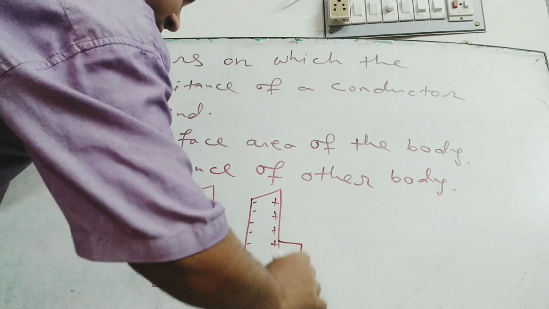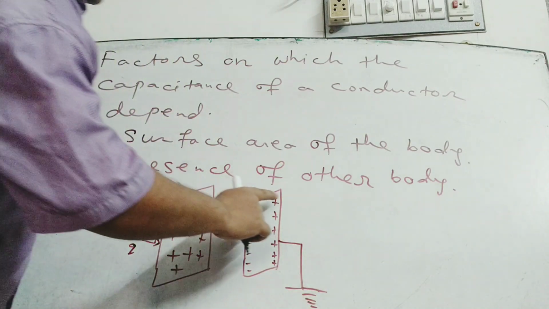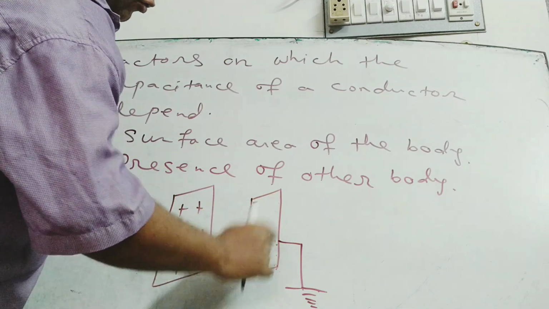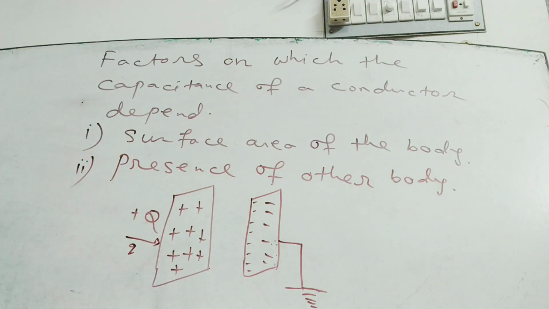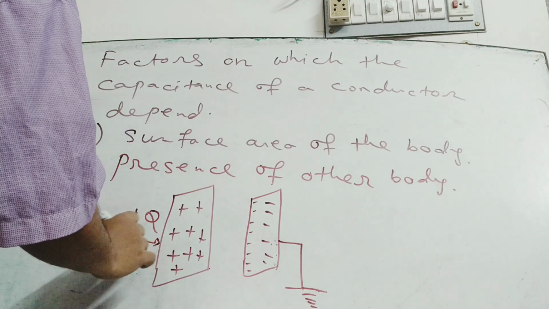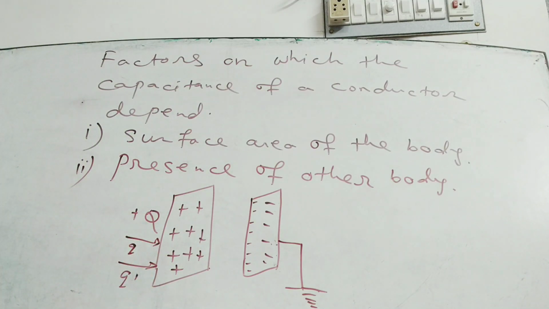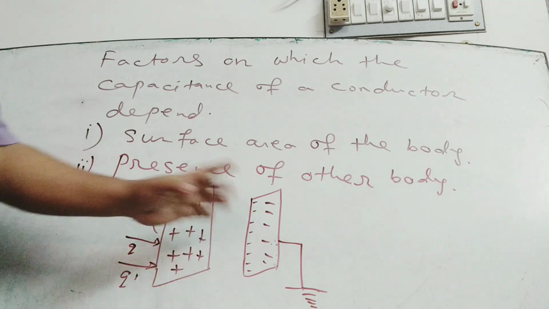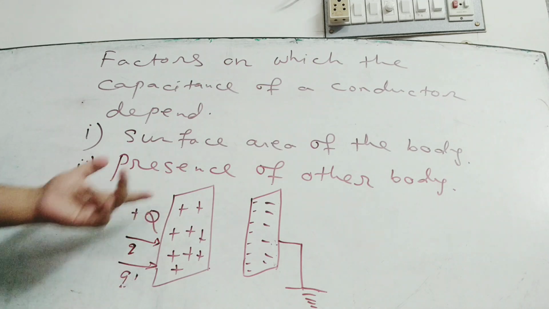If we earth the insulated body, then the free charges go to the earth and the whole body is charged by the opposite, negative charge. Then the charged body gets more charge. That's why the presence of another body increases the capacitance of a charged body.